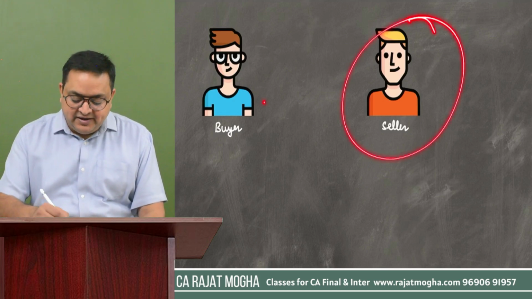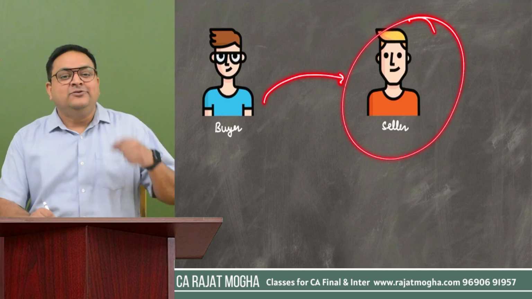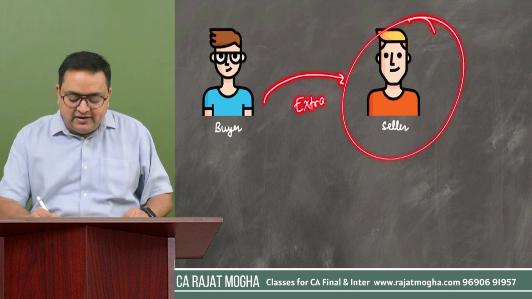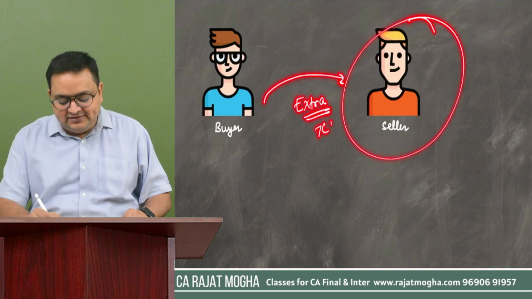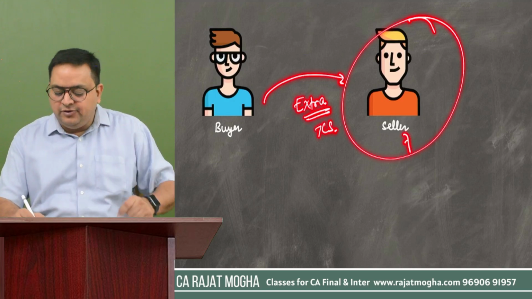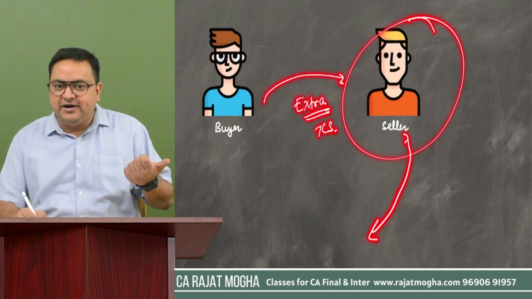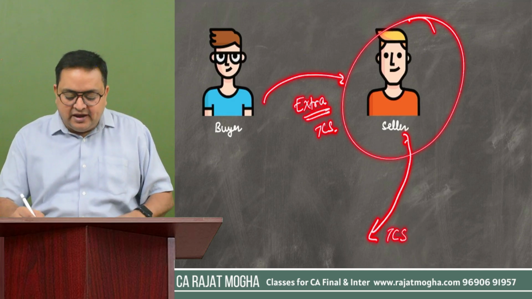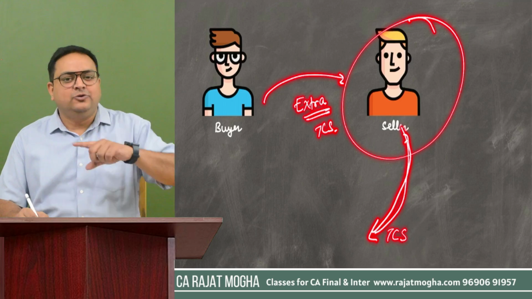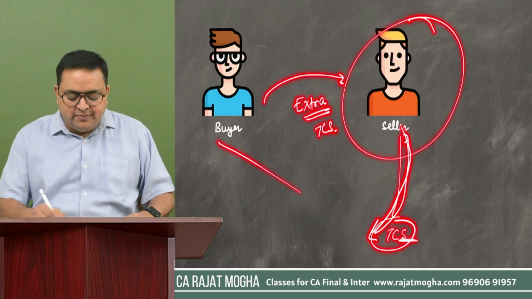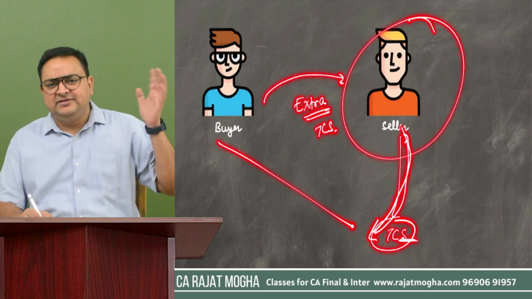This seller, when he is collecting the amount, will be collecting some extra amount of TCS. And that extra amount which he has collected, he will deposit to the income tax department, and that is called TCS. And when he deposits it, the seller will say that this TCS belongs to the buyer, so please give this credit to the buyer.